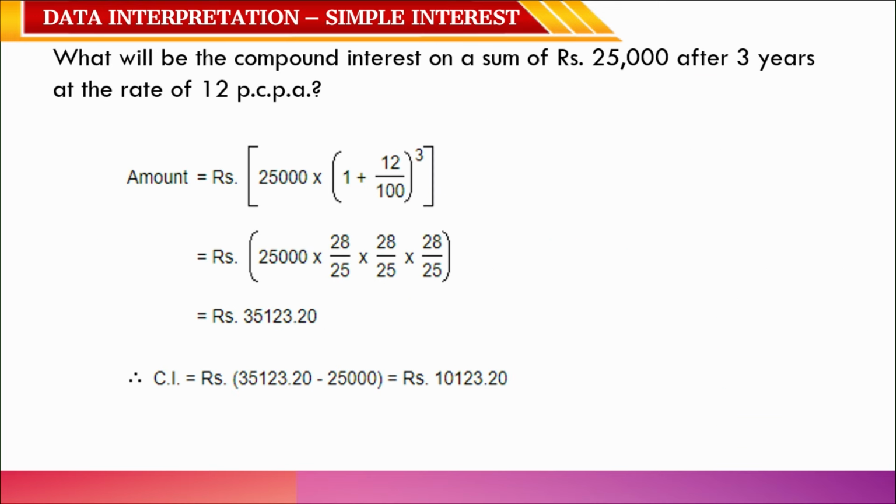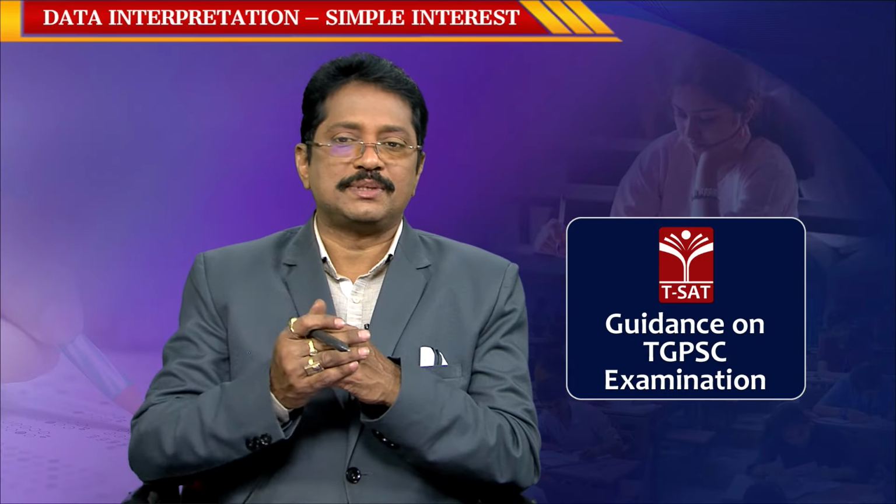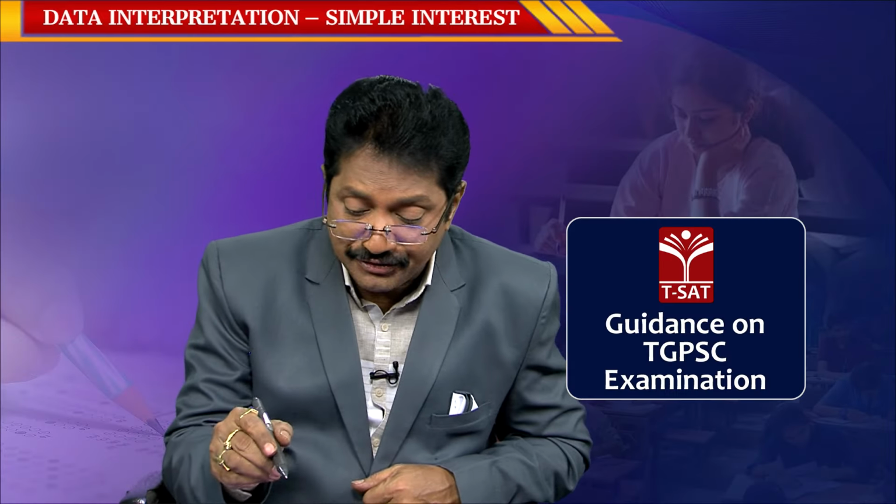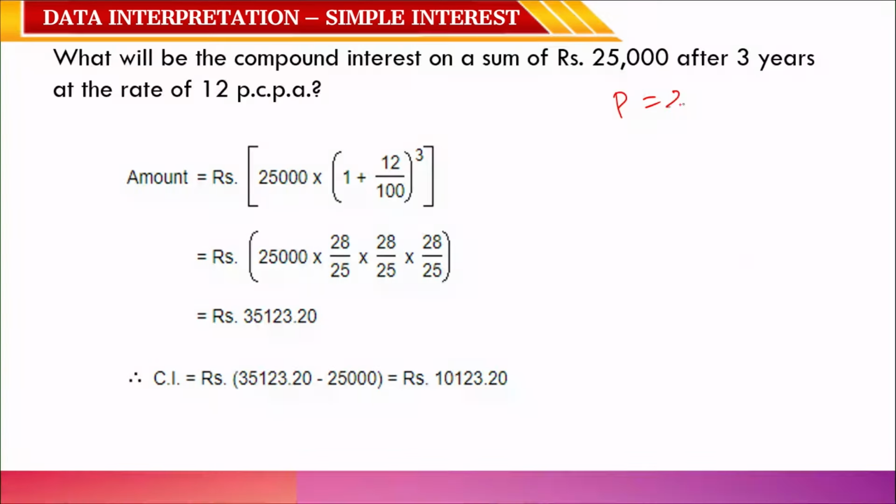Okay. Now we will see what will be the compound interest on a sum of 25,000 after 3 years at the rate of 12% per annum. 12 PCPA means 12% per annum. That is the reason we simply call it 12 PCPA. Is it clear? So what is the given information? The principal amount is 25,000, the number of years is 3 years and the rate of interest is 12%.